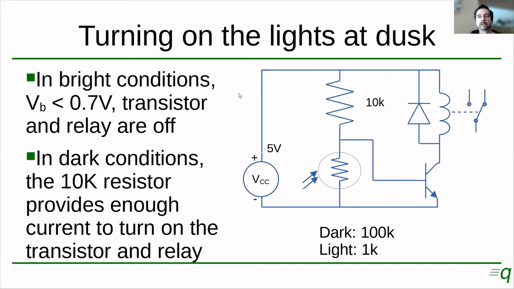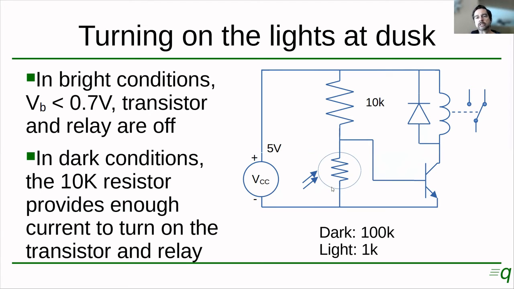These LDRs allow us to build this circuit in combination with a transistor that could turn on the lights at dusk. Okay, so let's see how it works. Basically, this is the same circuit we had in the previous slide, with the transistor driving the relay with the diode for protection and 5-volt power supply. Only instead of having a controller here or a 3.3 variable voltage supply, we have a fixed resistor of 10 kilo ohms and an LDR over here.